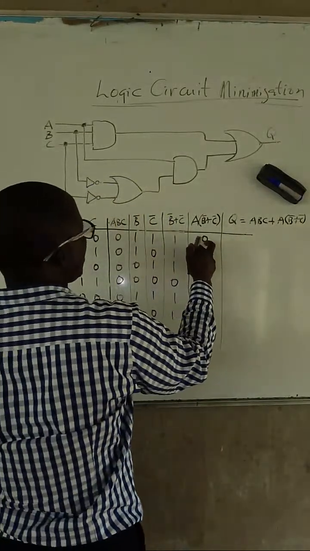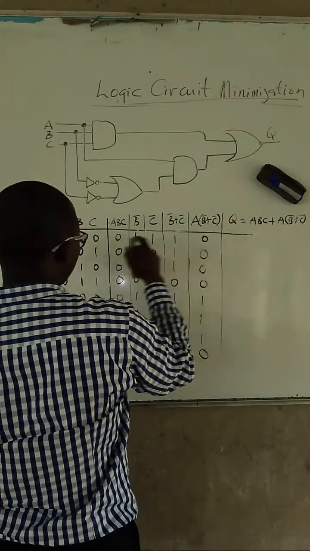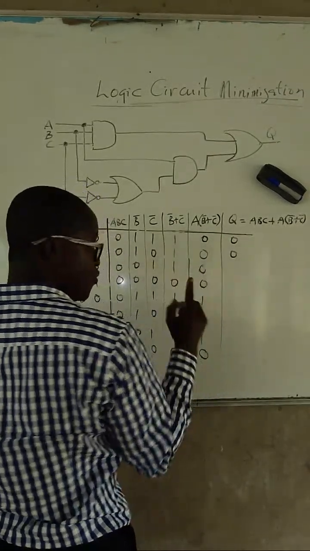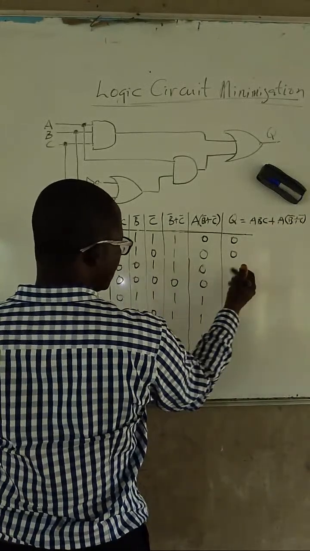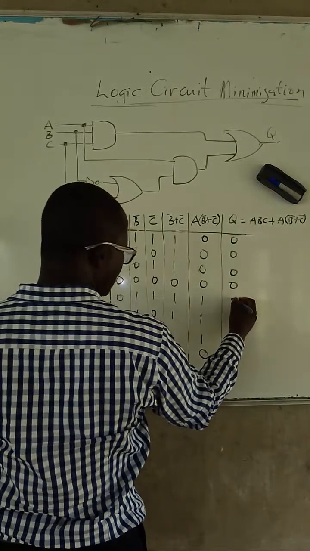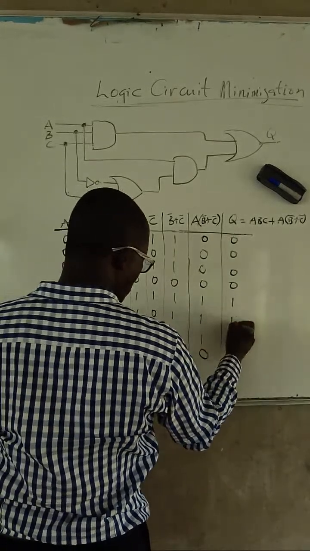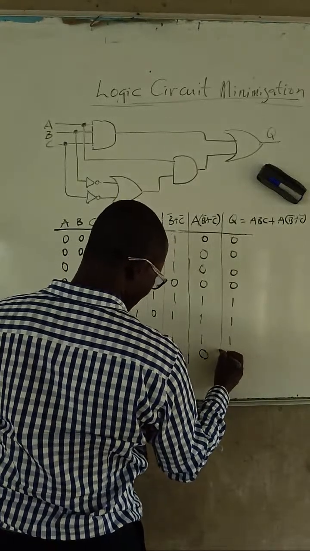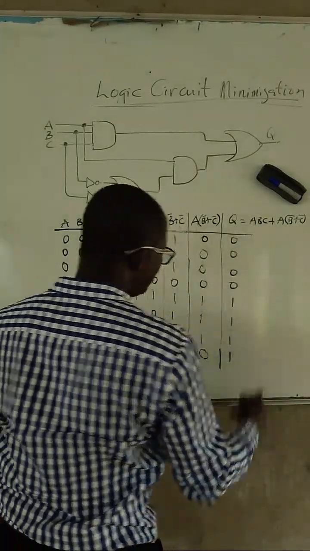So let's look at it. This and this. Do an OR sum of the two. 0 and 0, 0. 0 and 0, 0 for an OR gate. 0 and 0 again, 0. 0 and 0, 0. 0 and 1, 1. 0 and 1, 1. 0 and 1, 1. 1 and 0, 1. And that's the final output, Q.